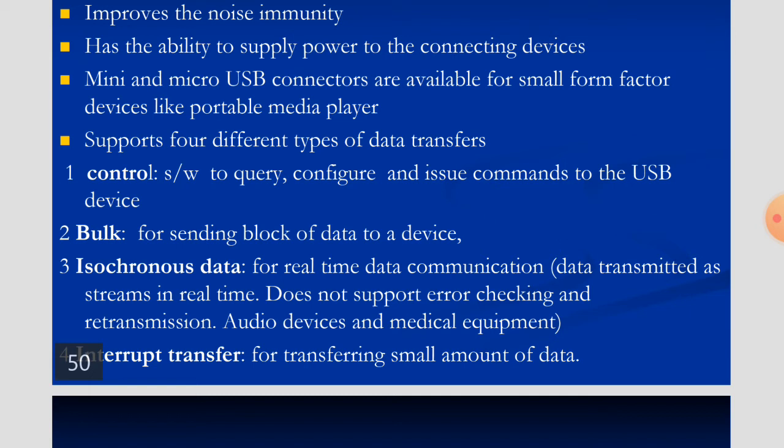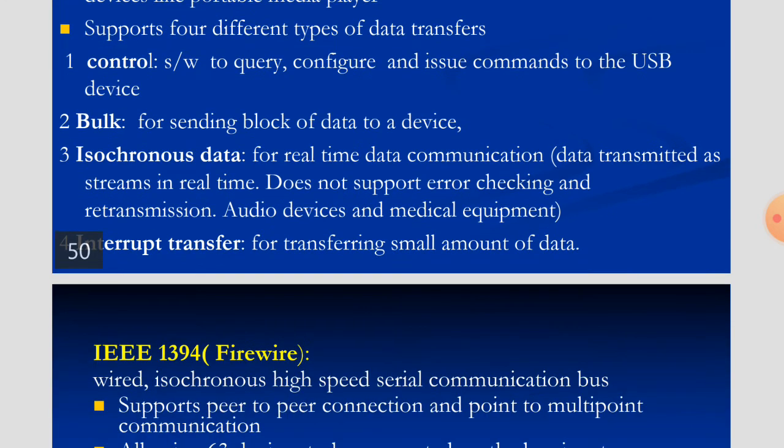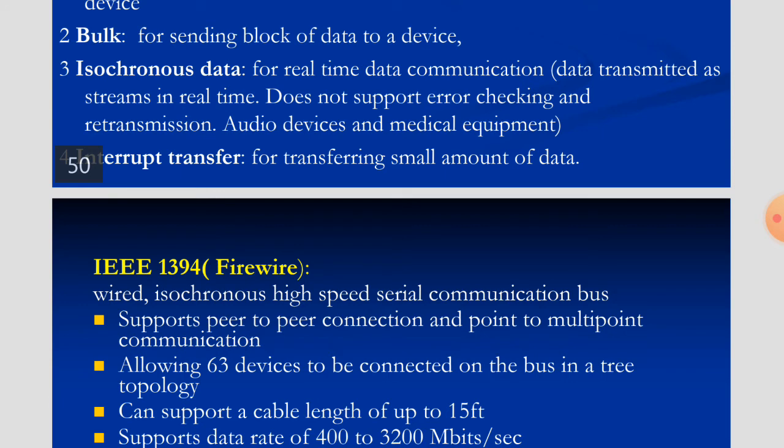You can see what is meant by control. It is going to query, configure, and issue commands to the USB device. In bulk, you can send a block of data instead of sending individual bits of data to the device. Isochronous is mainly used for serial data communications and real-time data communications, and it doesn't support error checking and retransmissions. And finally, interrupt transfer is for transmitting a small amount of data compared to a block of data. It is going to send some small amount of data, which is larger than bulk transfer.